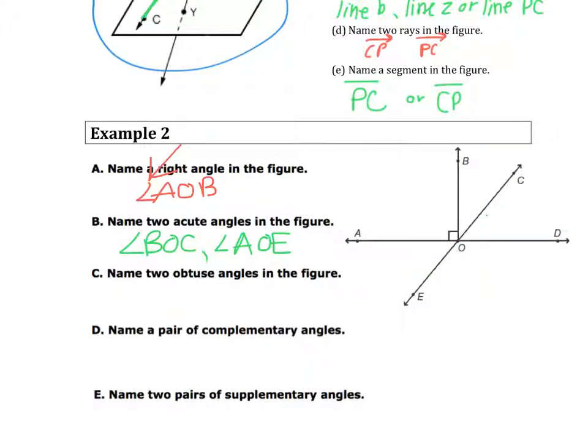Name two obtuse angles. Obtuse are larger than 90. So that would be something like AOC, that's obtuse. And also, I'll change colors so you can see it, EOB. They're both bigger than 90 degrees. So let me write those down.